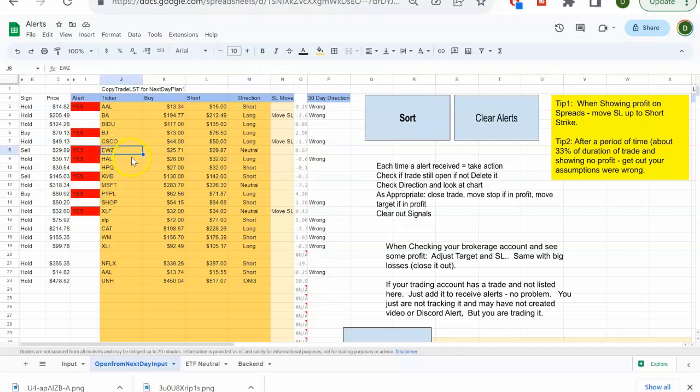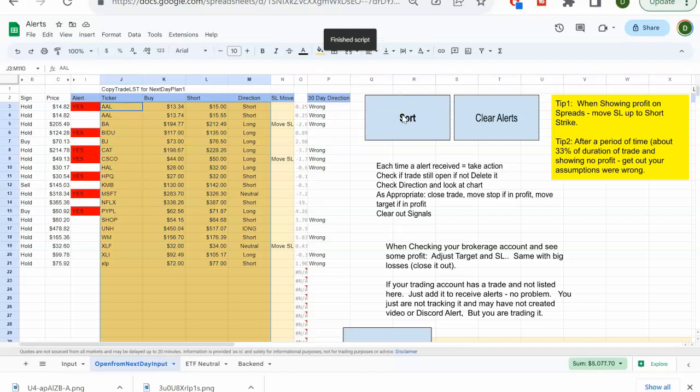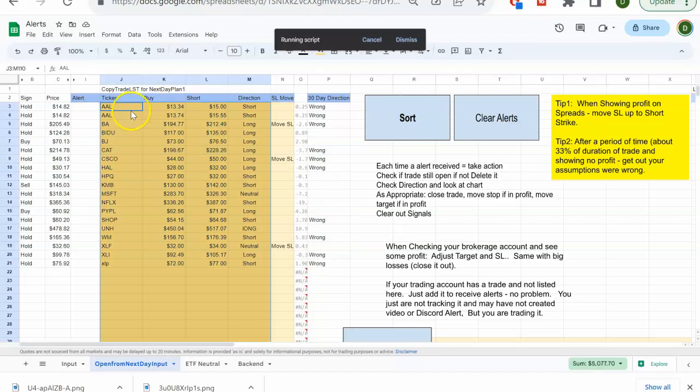EWZ has definitely been closed, and this was a profit. This was a neutral strategy. I had an Iron Condor on this, and it made a little money, about $40. So what I do is I close them out, sort it with a script, and clear the alerts. Then about every 15 minutes, Google will update this and send me an alert via email if something has happened.